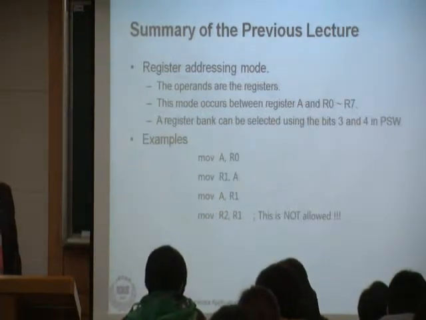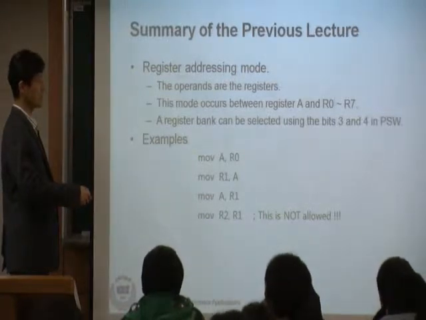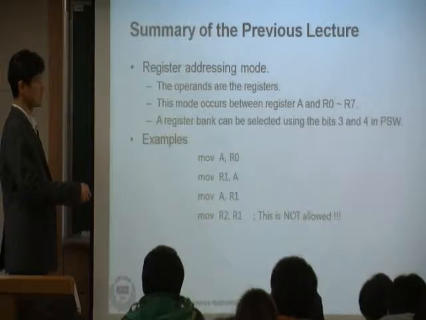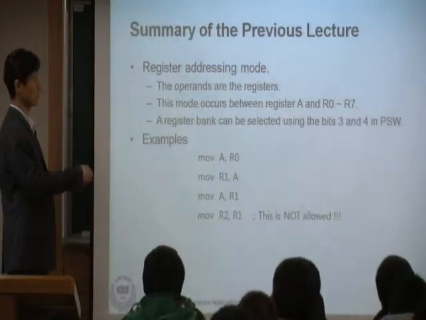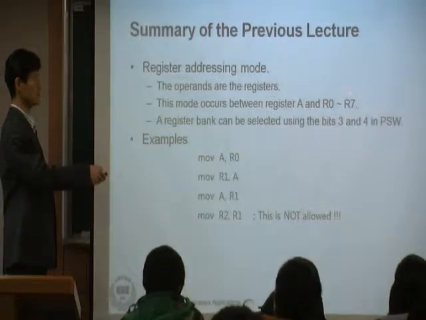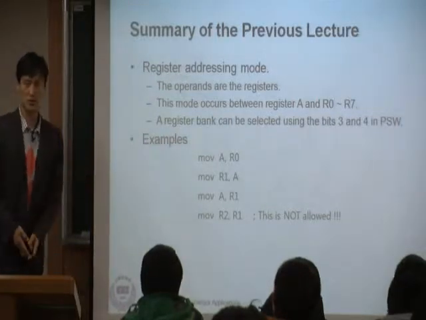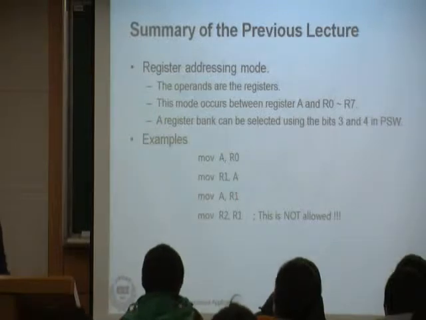Simple as that. Register addressing mode is where you copy a value from one register to another, between A and R0 to R7. Okay? So you want to copy the same value from these registers to A or vice versa. If you want to do that, then you can use this kind of register addressing mode.